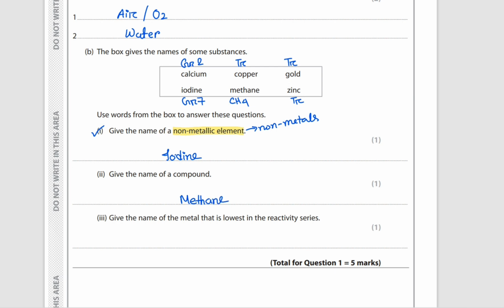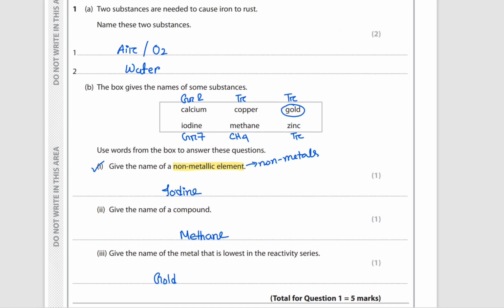Give the name of the metal that is the lowest in the reactivity series. Calcium, copper, gold, zinc are all metals, but calcium belongs to group 2, a very highly reactive group. So calcium obviously doesn't belong to the lowest part of the reactivity series. We are left with transition metals. All transition metals are less reactive, but compared to gold, zinc and copper are still more reactive. So the least reactive element in the reactivity series is gold. So the answer should be gold. With this, our entire question number 1 ends. I hope it was clear enough for you all to understand.